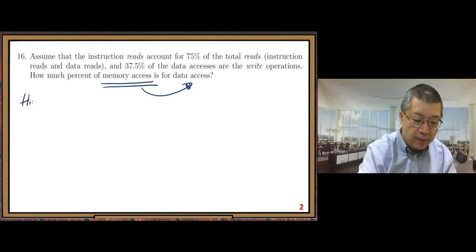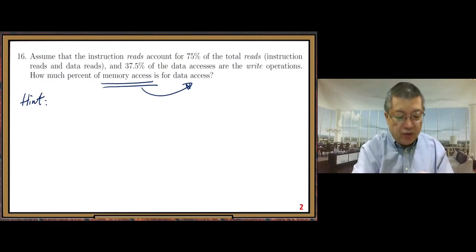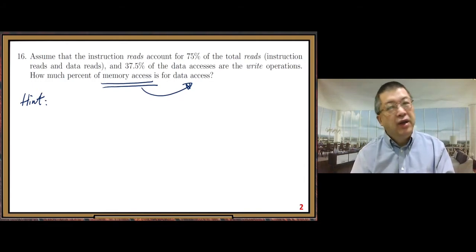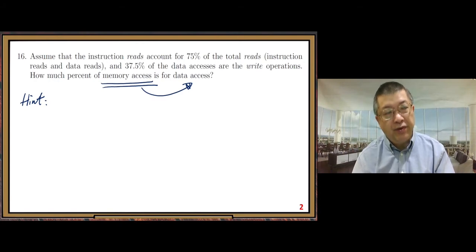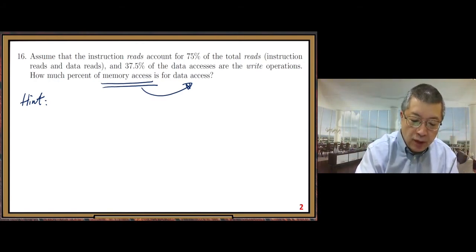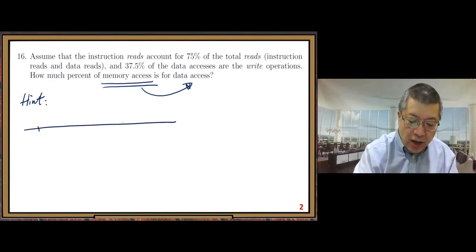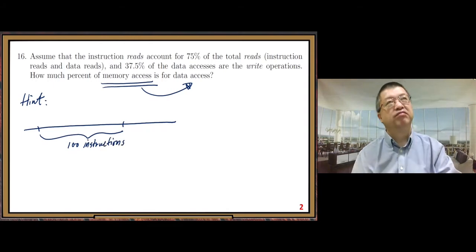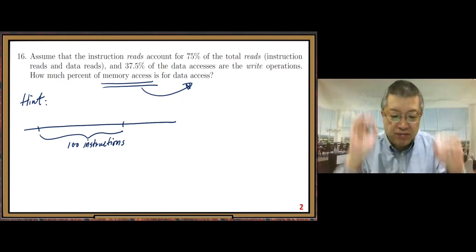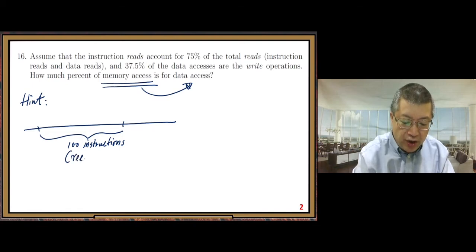Now the hint. We have to draw a diagram. If you do not draw a diagram, very likely you will make some mistake. I cannot do it without a diagram, so I have to do it with an appropriate diagram here. First, this line segment corresponds to instructions. We assume we have 100 instructions for convenience. We know all the instructions correspond to read operations.